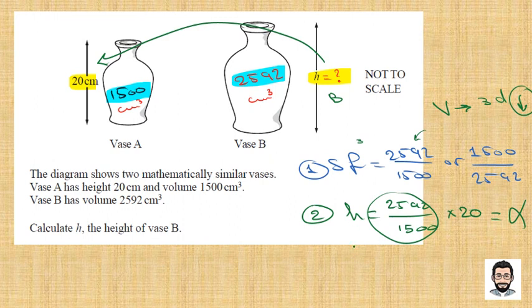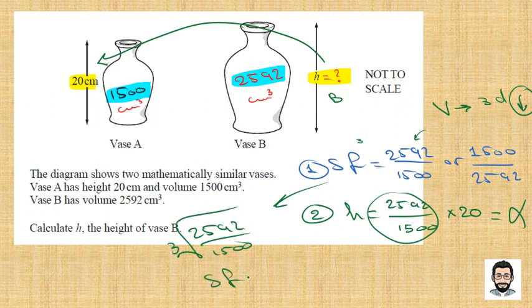Yes, great. You have to put a new scale factor, which is 2592 over 1500 cubed. Cubed will give you a simple scale factor related to the sides, the 1D, because H is just one side. So it's going to be 6 over 5. So we're going to use H equals 6 over 5 times 20. Finally, it's going to be 24 centimeter.